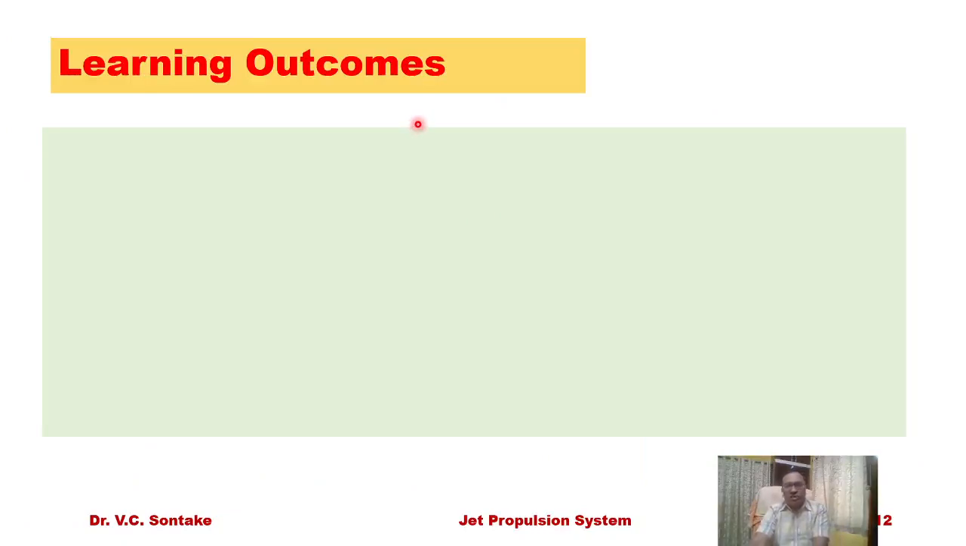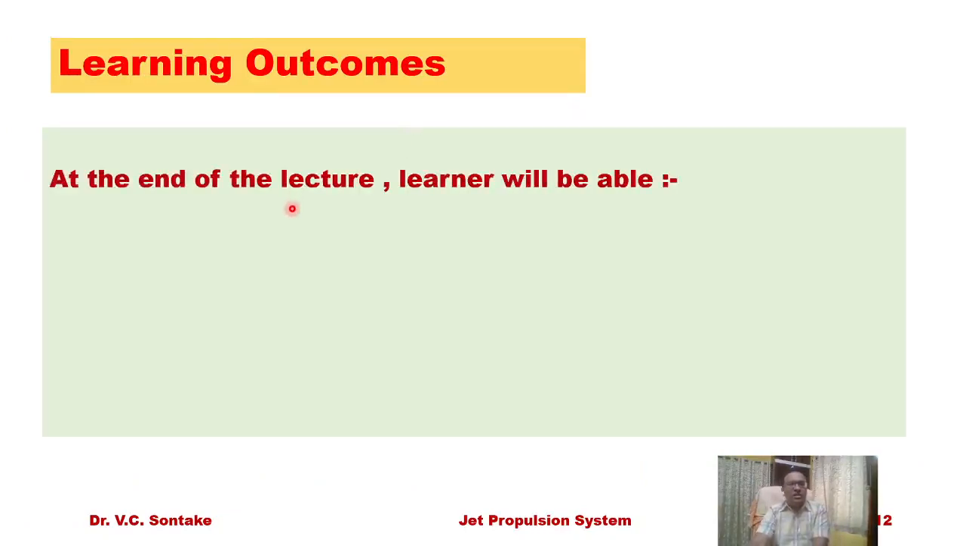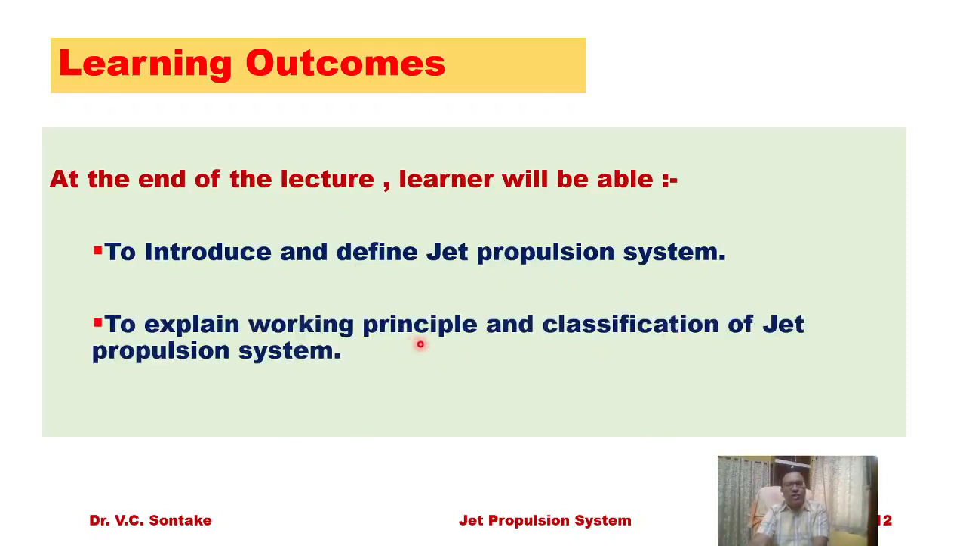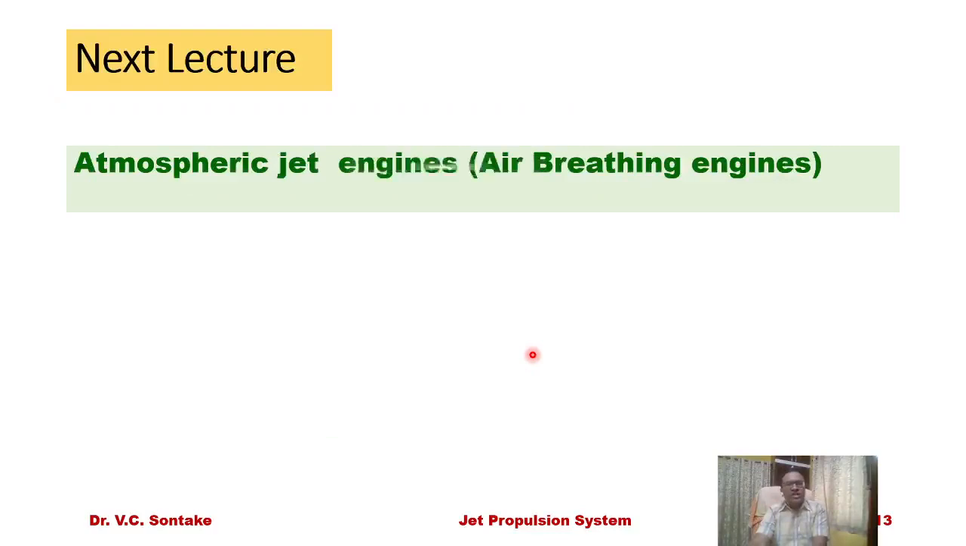The learning outcomes of this lecture: at the end of the lecture, you as a learner will be able to introduce and define the jet propulsion system and to explain the working principle and classification of jet propulsion systems or jet engines. In the next lecture, I will be discussing atmospheric jet engines or air breathing engines.